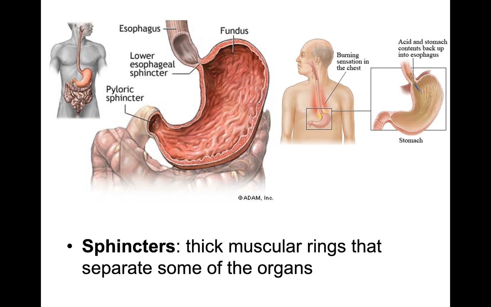So this term sphincter, we heard it before. It's a thick muscular ring that is going to separate some of the organs. These are going to control the movement of things in and out of the tube, so what enters the stomach and what leaves the stomach.